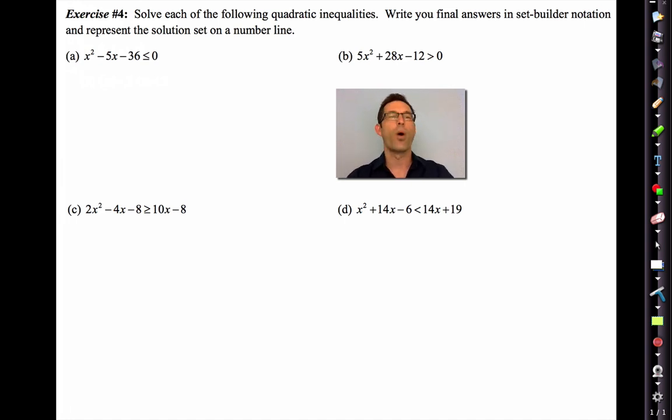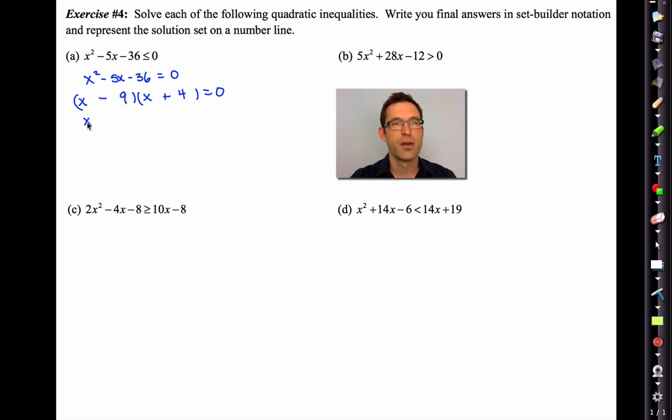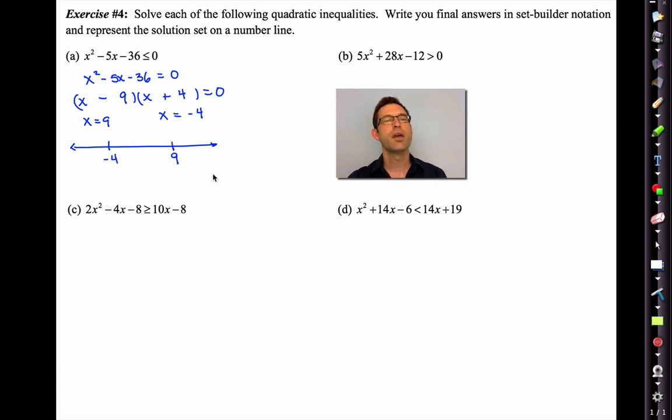All right? Step 1, if you will, take the inequality and change it into an equation. Step 2, solve that equation. All right, in this case, 9, 4, negative, positive. I'll get x equals 9, x equals negative 4. Third step, draw out a number line. Plot your points, negative 4 and 9. Decide whether or not there should be sort of closed circles or open circles. On here, because there's an equality, these two things are solutions. So I'm going to put filled in dots there.